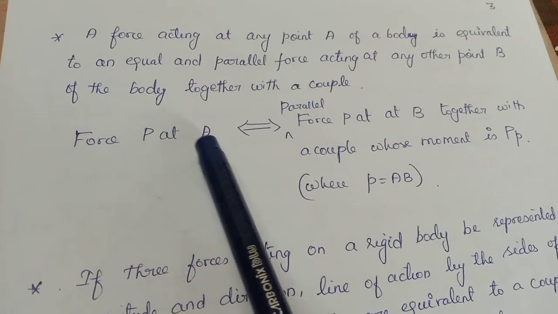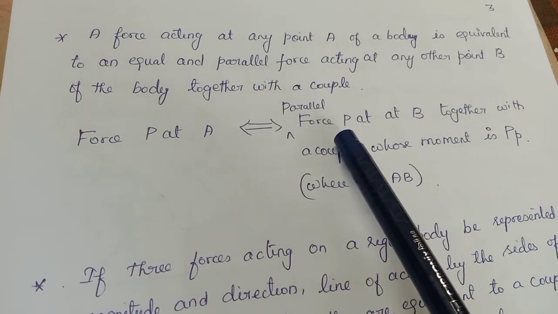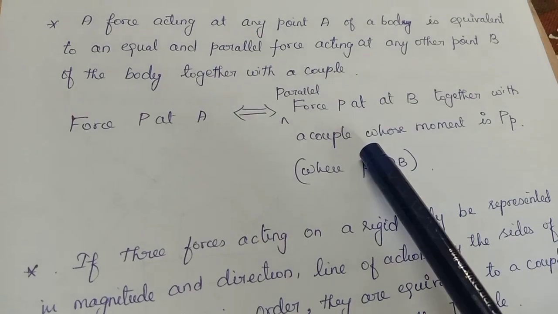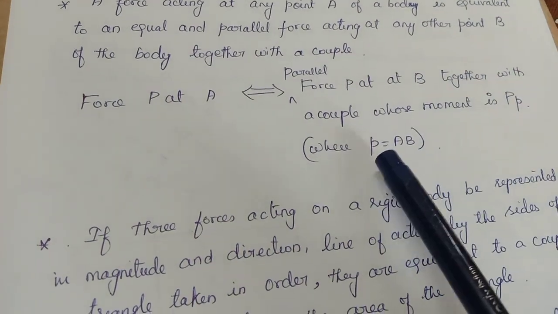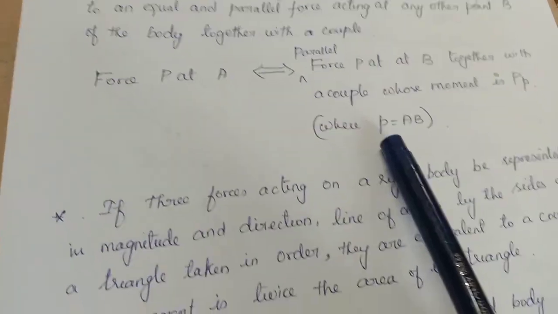A single force P acting at A is equivalent to a parallel force P acting at B together with a couple. And what is the moment of the couple? P into p. What is the small p? The distance through which it is shifted.